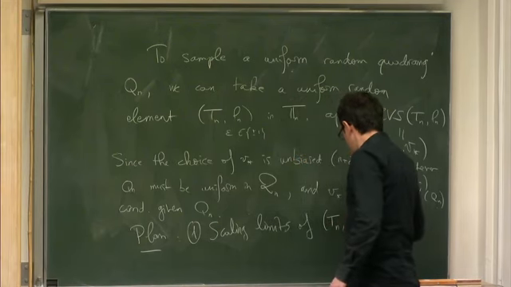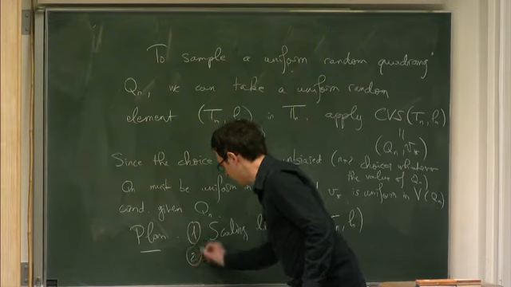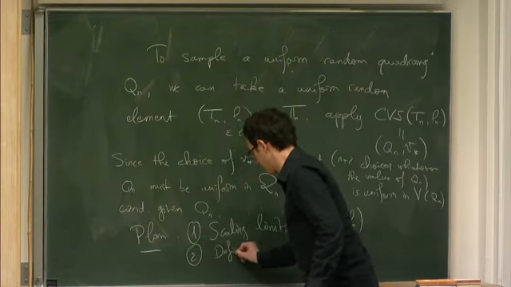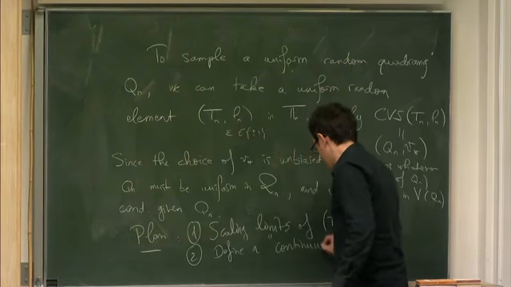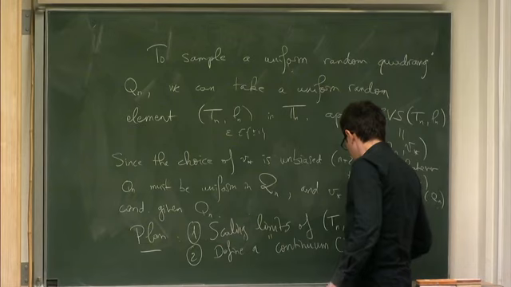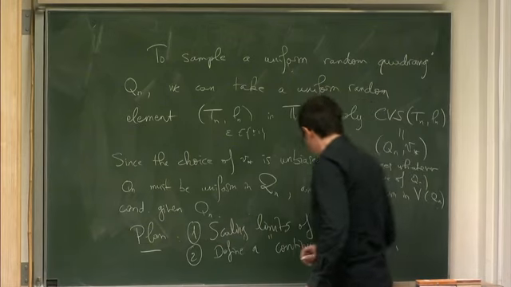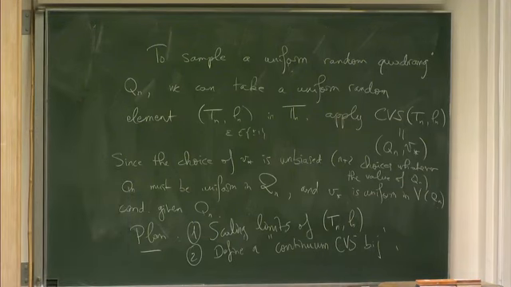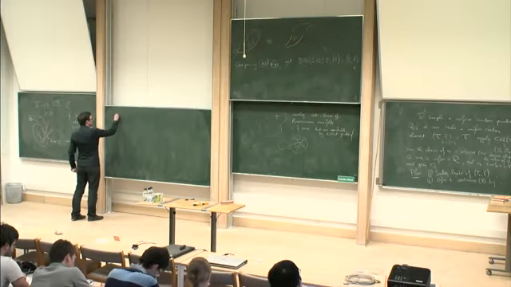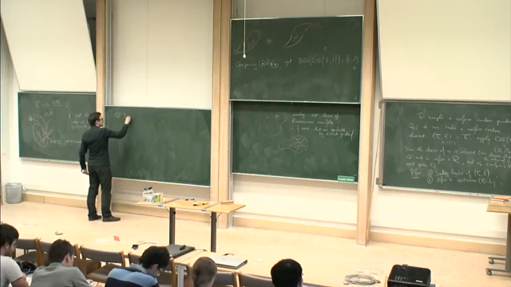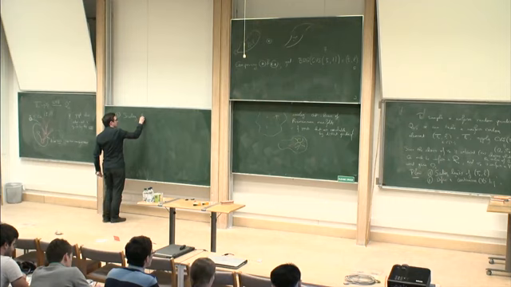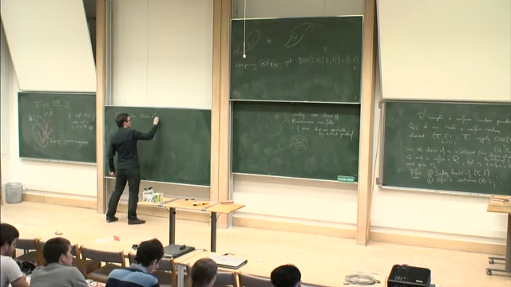So the plan now is first to take scaling limits of labeled trees, and to define a continuum Cori-Vauquelin-Schaeffer bijection and apply it to the scaling limit. So that's the rough plan for what's coming. Okay, so let me just start with the part on scaling limits of labeled trees.